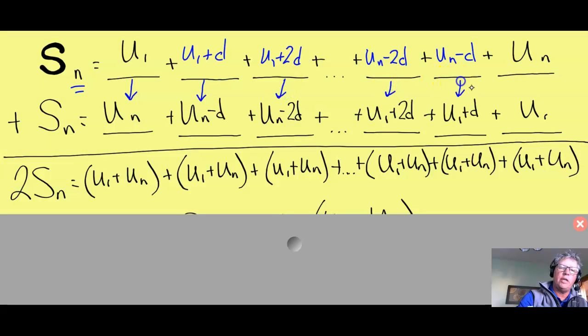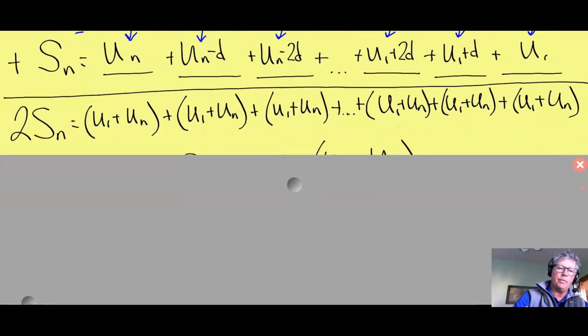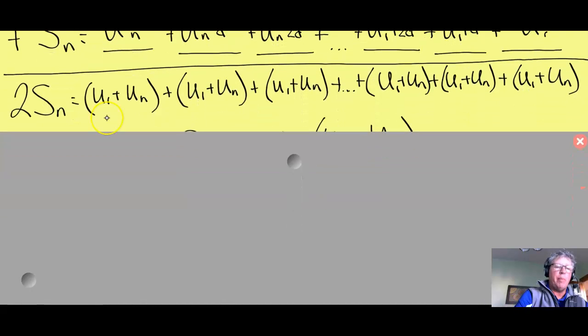And guess what? For all of these, if they're lined up correctly, you get u sub 1 plus u sub n. If we put that in English, it's the first term plus the last term. Well, how many of those u1 plus u sub n's are we going to have?